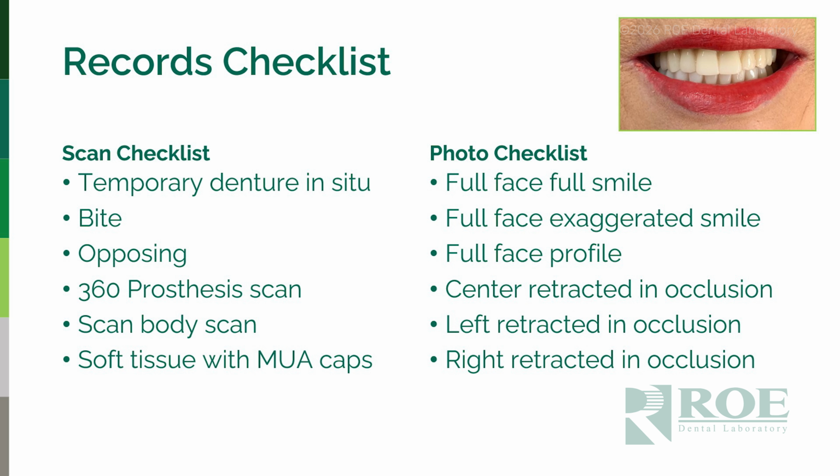Your records checklist is almost the same. The big difference is you've got the temporary denture in situ, but you've still got your bite, your opposing, the 360 prosthesis scan with that reline, very important, the scan body scan of whatever system you're using, and the soft tissue scan with the MUA cap.